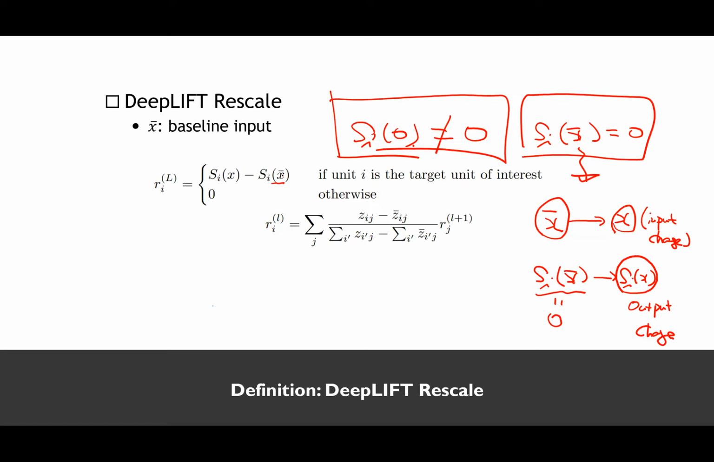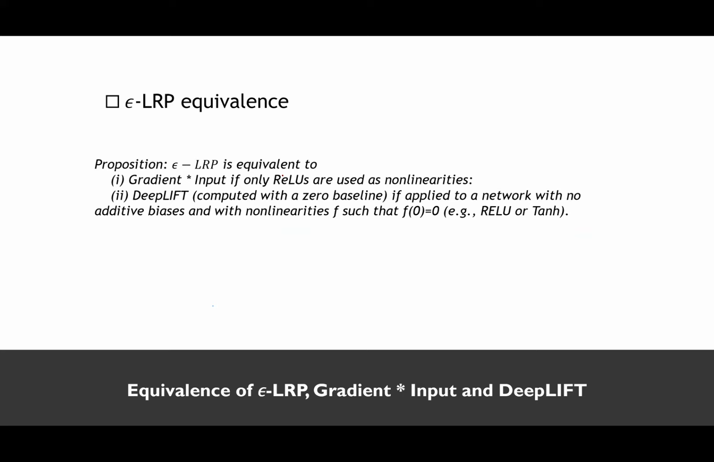Like this, we can also show, though I will omit the proof, that epsilon LRP is equivalent to gradient times input only when ReLU is used as the nonlinearity function. And also DeepLIFT, if applied to a network with no additive bias, with a nonlinear function f such that f0 is zero. So this means that epsilon LRP may not work when f0 is not zero.